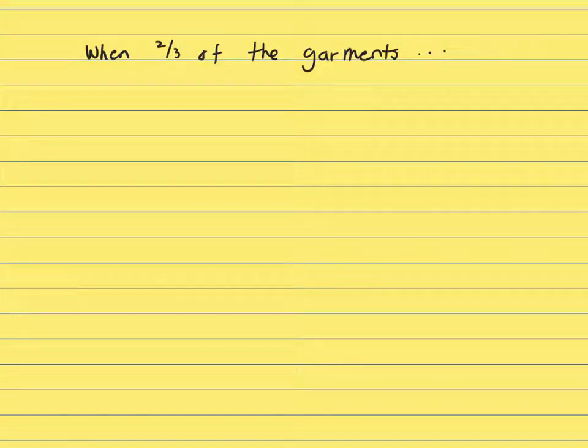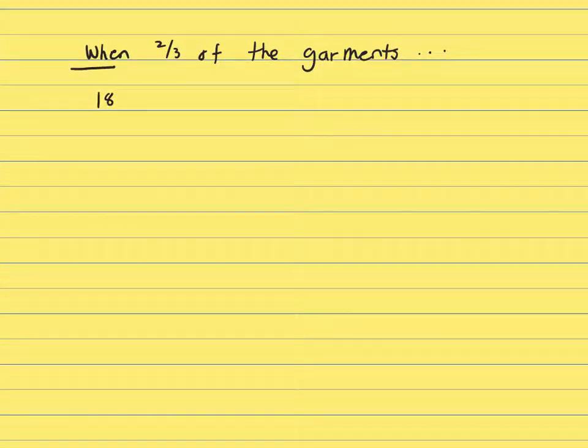So we're trying to figure out how many of the uninspected garments must pass inspection in order that 90% of the garments in the shipment pass. Okay, 2/3 of the garments in the shipment were inspected, 18 passed. So let's write down what we know.